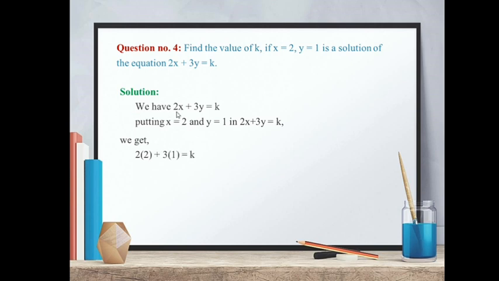So the solution is, we have 2x plus 3y equals k. This is the given equation. So put x equals 2 and y equals 1 in the equation 2x plus 3y equals k. So here we get 2 into 2 plus 3 into 1, as x is 2 and y is given as 1. So 2 into 2 plus 3 into 1 equals k, which is 4 plus 3 equals k, that is 2 into 2 will be 4 and 3 into 1 will be 3, and 4 plus 3 will be 7, so 7 equals k. Therefore we got k as 7. Thus the required value of k is 7.